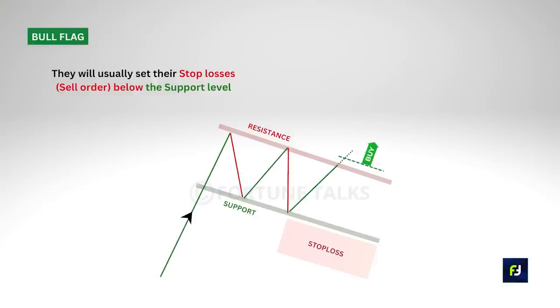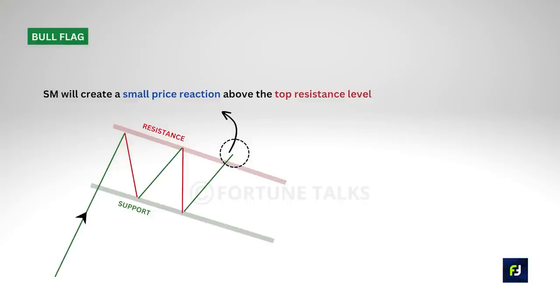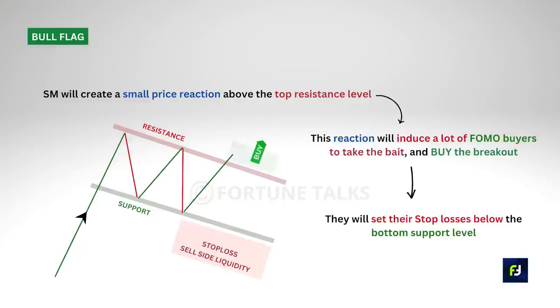Now, the manipulation happening here is very exciting. First, the smart money will create a small reaction above the top resistance level of the flag. This minor reaction above the resistance will induce a lot of former retailers to take the bait. That is, they will think it is a breakout. And these traders would rush in and place their buy market orders and buy limit orders above the resistance in order to buy, and they will in turn set their stop losses below the bottom support level.